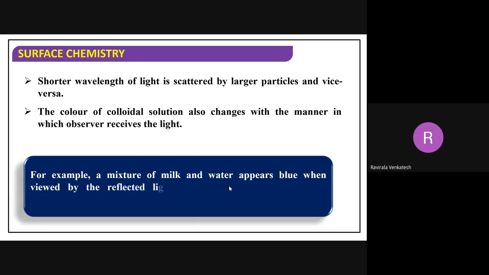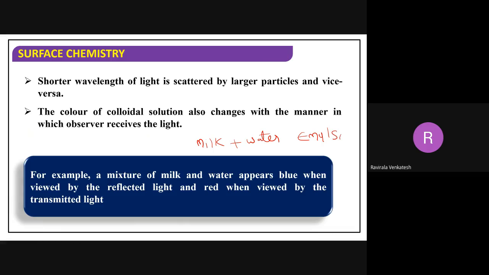For example, if I take milk and water, which appears blue. Milk and water is which type of colloid? Emulsion. The best example for an emulsion is milk plus water. Now, it appears blue when you view it by the reflected light.